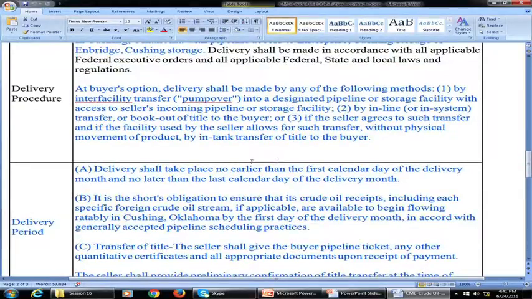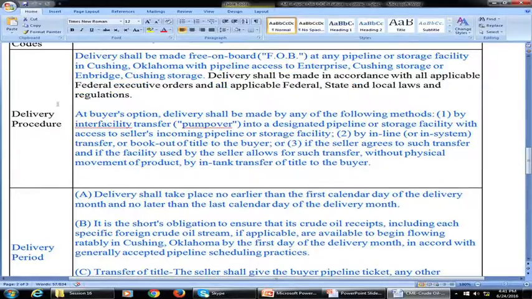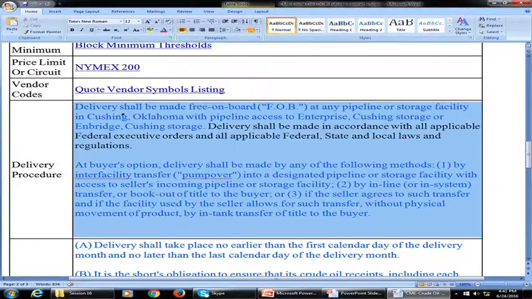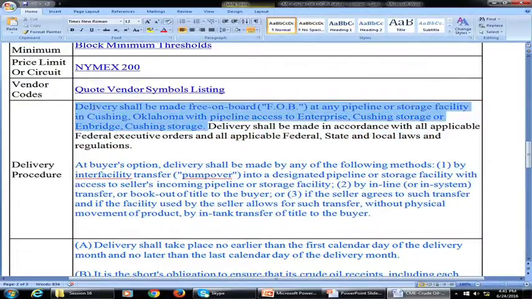Of course, this is something which I thought of sharing with you. What is the delivery procedure? The delivery procedure is at the buyer's option. Where will the delivery happen? The delivery shall be made free on board at any pipeline or storage facility in Cushing, Oklahoma, with pipeline access to Enterprise Cushing storage or Enbridge Cushing storage. So the seller has to deliver the crude oil at Cushing warehouses.